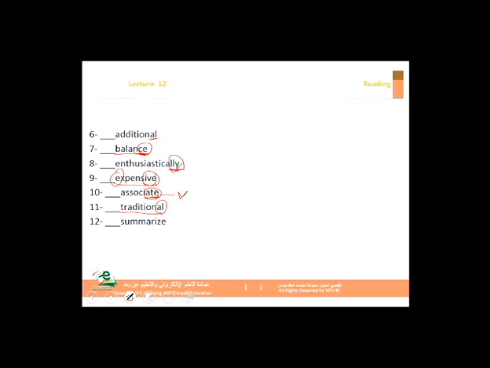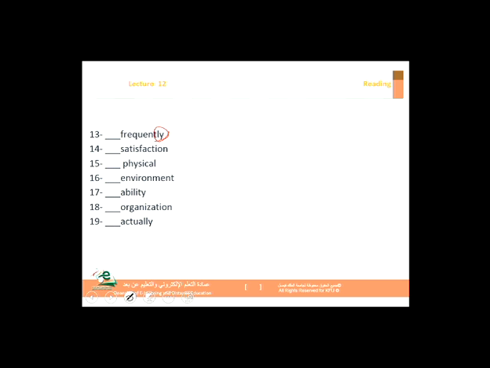Traditional. Again, that's an adjective. Summarize. This IZE here is a suffix, and it tells me that it's a verb. Frequently. This LY tells me that it's an adverb. LY. Right? It's an adverb. And satisfaction. ION tells me it's a noun.